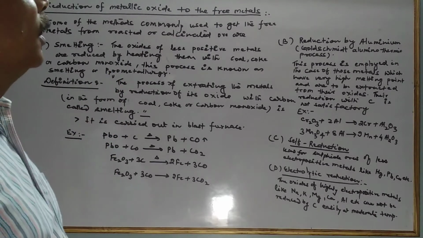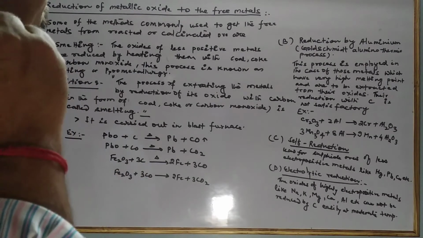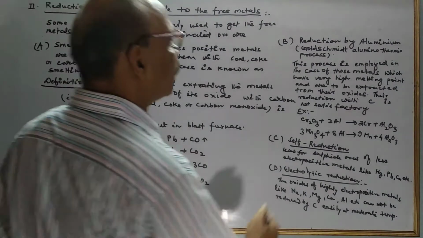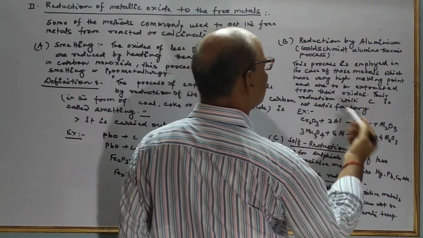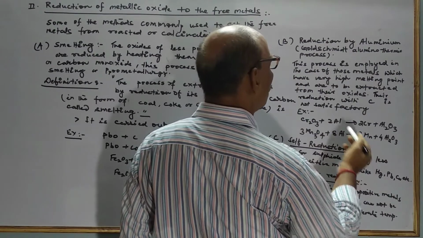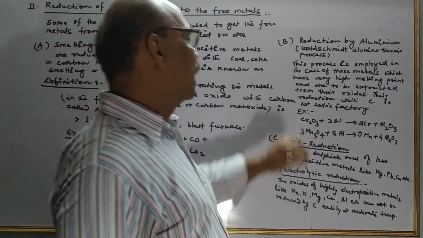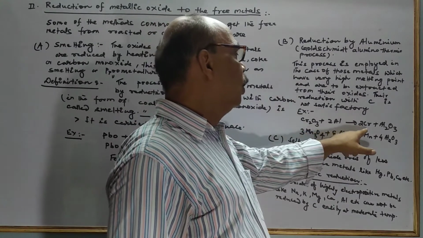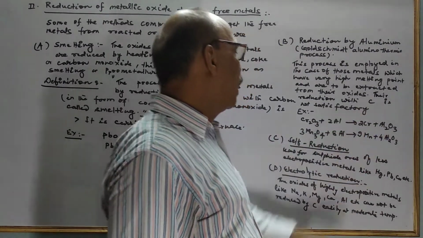Reduction can also be carried out using aluminium, that is called Goldschmidt aluminothermic process or thermite process. This process is employed in the case of those metals which have very high melting point and are to be extracted from their oxide. Their reduction with carbon is not satisfactory. For example, chromium oxide. Reduction of chromium oxide is carried out with aluminium, which on heating with aluminium gives crude chromium and aluminium oxide.